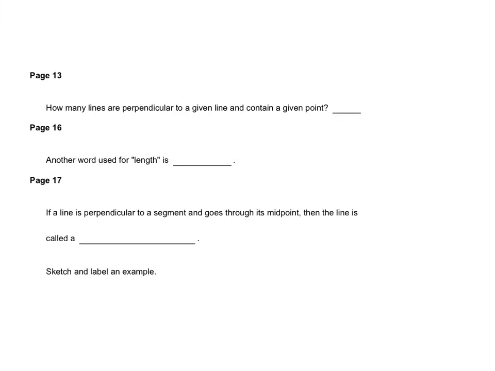There is a question that says, how many lines are perpendicular to a given line and contain a point? So that's saying if I have a line, so we're going to draw a line here, and I have this point that's not on this line, this question is asking me how many lines can I draw through that point that are perpendicular to the line I'm given, and the answer is 1. There's only one possible line that can be drawn so that it's perpendicular to the other one.